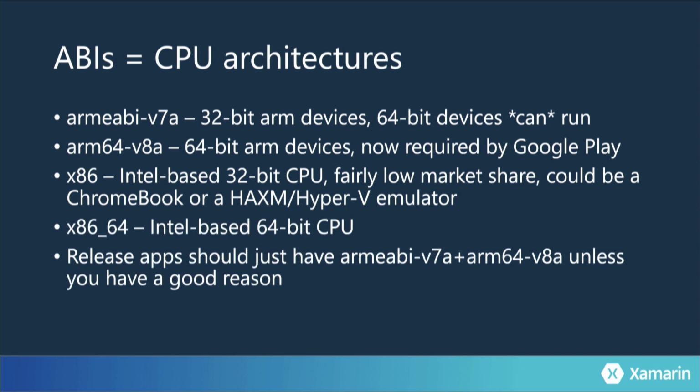And so the thing you need to take away from this: release apps, if you're submitting to Google Play, you should be able to just get away with checking the first two and not worry about the others unless you have a specific use case, like some user says, I have this x86 device, I want your app to work. And for debug mode, you don't really have to worry about this, just leave whatever's default in there, and we'll figure that out for you.